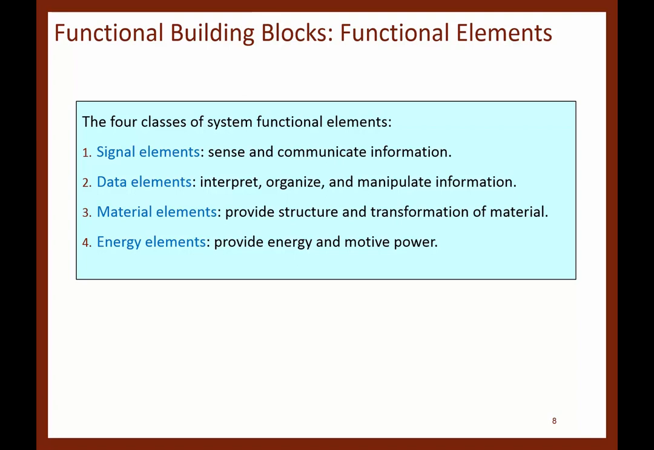So based on that split of the information element, instead of three, we end up with four, and these are listed here. The signal elements, which are the ones who sense and communicate the information. Data elements, which are the ones who interpret, organize, and manipulate the information. We have the material elements, which provide structure and transformation of the materials, so the actual body of the system, and also how that is transformed.